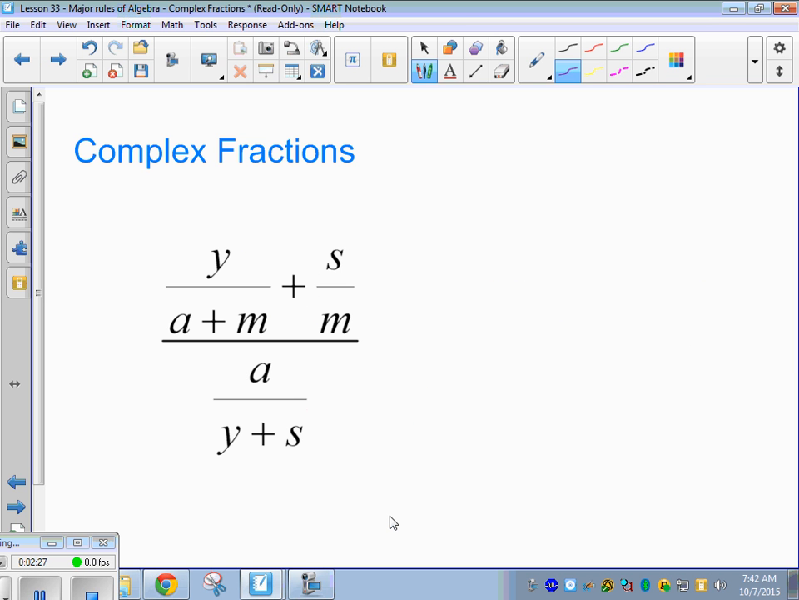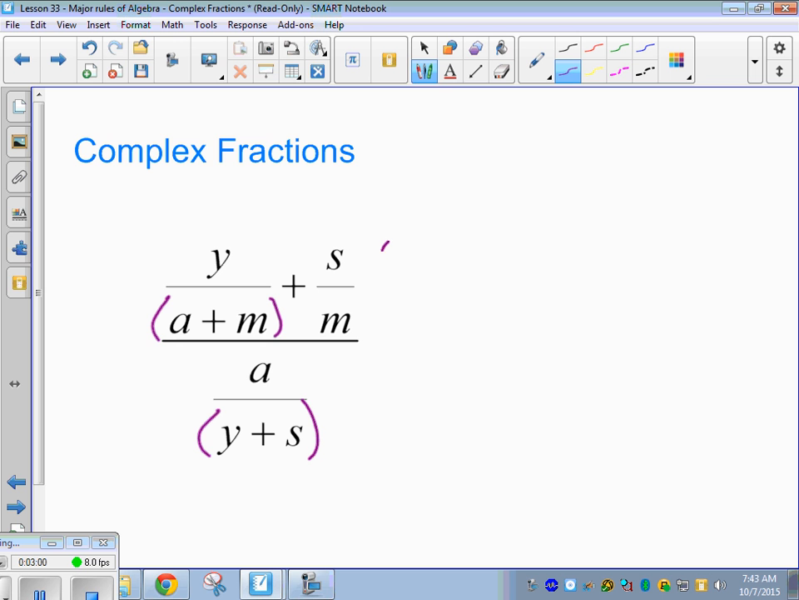Okay, here's where it gets a little more complicated. So write this one down: Y over A plus M, plus S over M, all over A over Y plus S. This counts as an entire term, so I always put parentheses. That's one whole term with the plus sign there. So my common denominator, I actually don't really have anything in common. I need this, I need this, and I need this. I need all 3 terms.